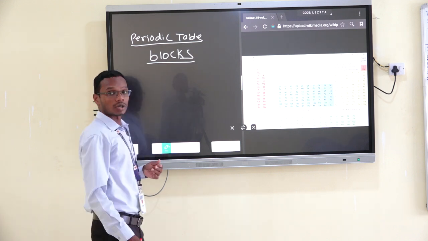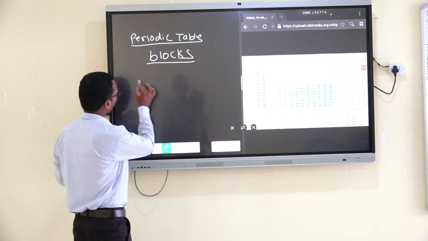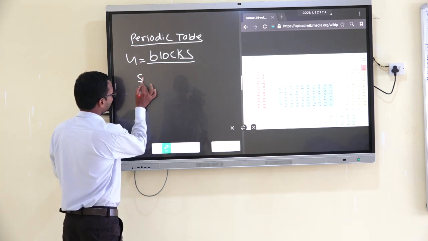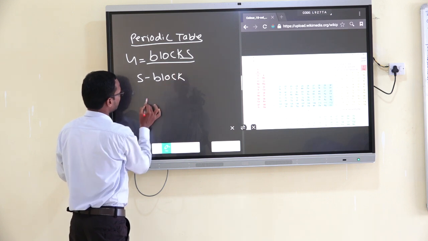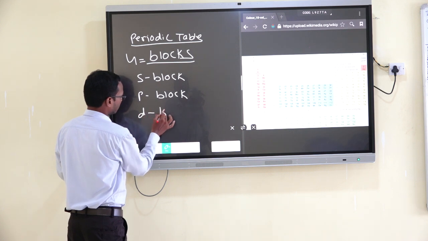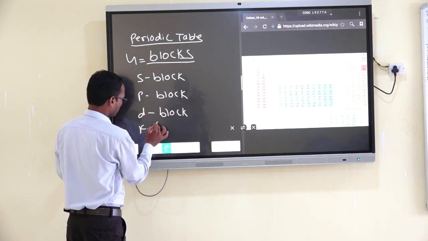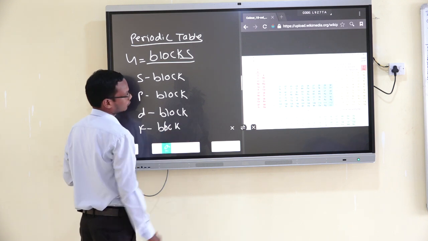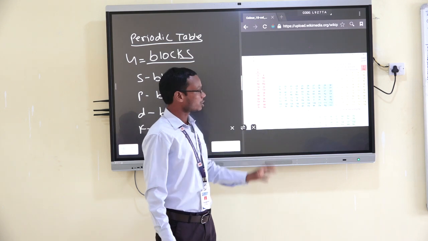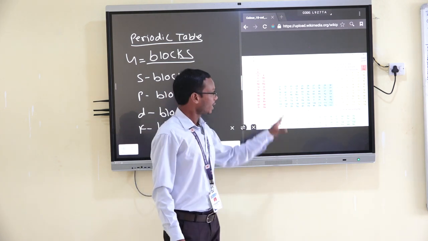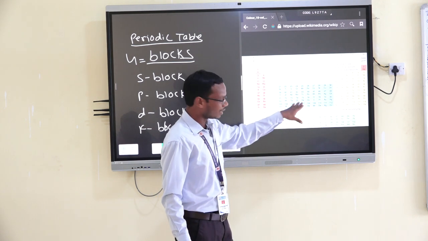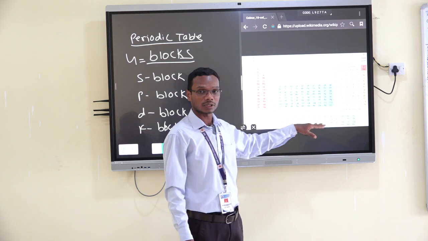Today's topic is blocks. There are 4 blocks. First, S block. Second one is P block. Third one is D block, and fourth one is F block. So the periodic classification again consists of 4 blocks: S block, this one P block, this middle one D block, and last one is F block.